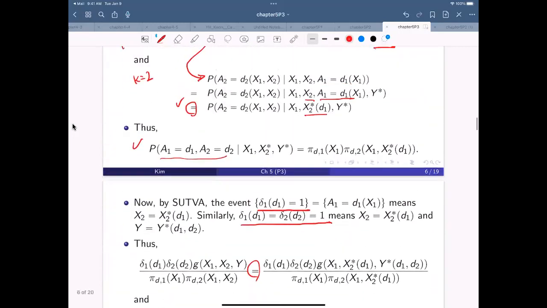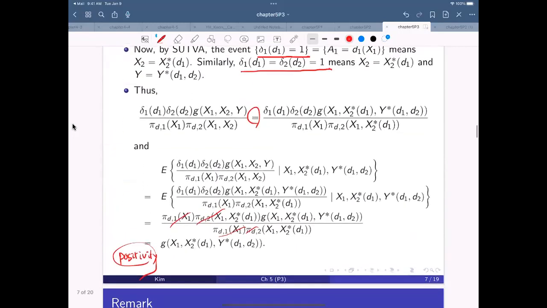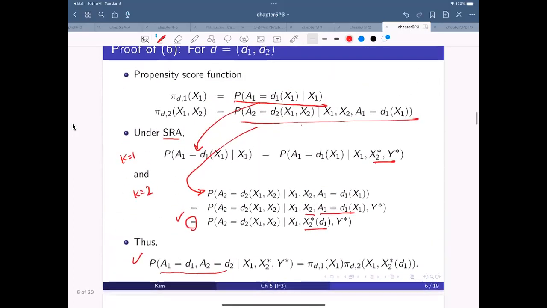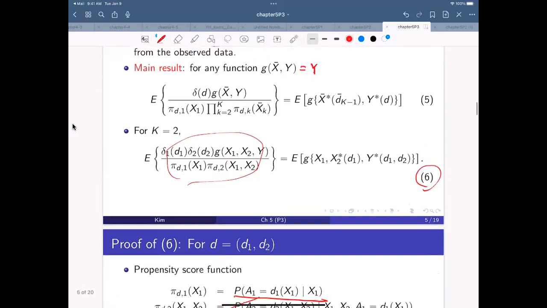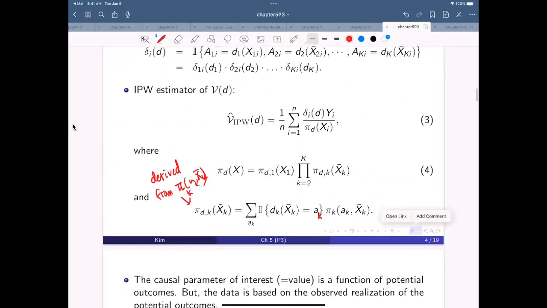In page 6, in the second line. You mean here? Yeah, right. Why does it depend on A1 equal to D1, X1? Is that the definition of I D2? You need to define that somewhere. Pi D, okay, pi D2. So this is the definition, right?